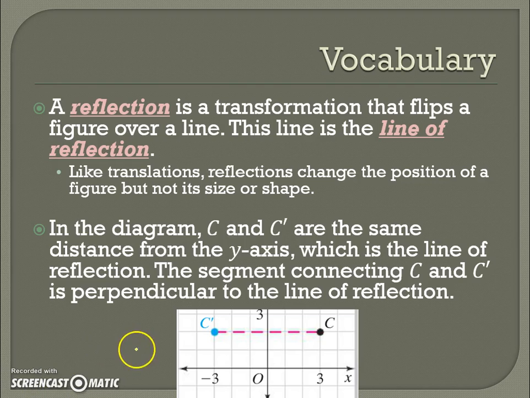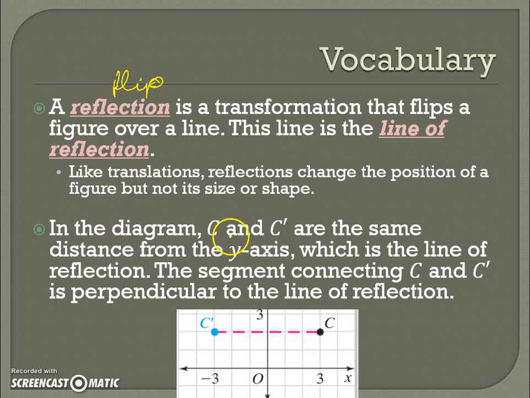Here's some vocab. You want to pause and make sure you copy all this down. A reflection is a transformation that flips a figure over a line. This line is the line of reflection. Like translations, reflections change the position of a figure but not its size or shape. It's just moving it in the plane. Sometimes you hear this called a flip. So a reflection is a flip.